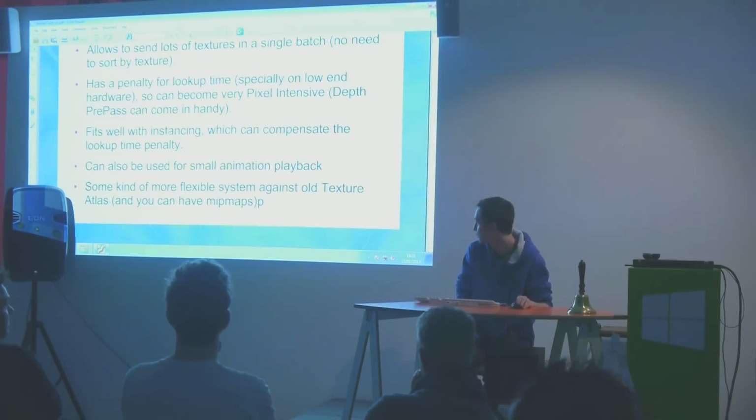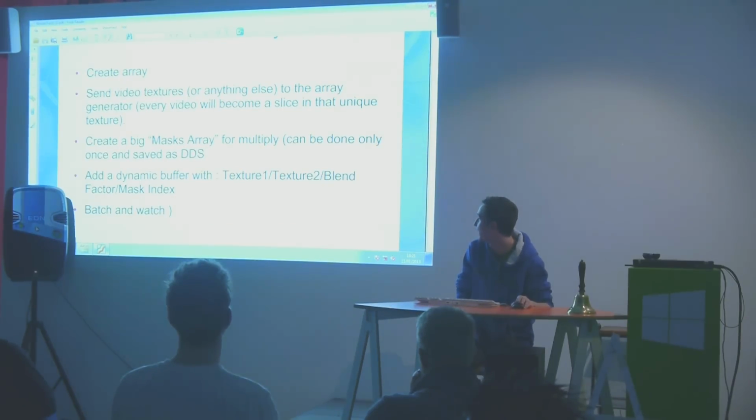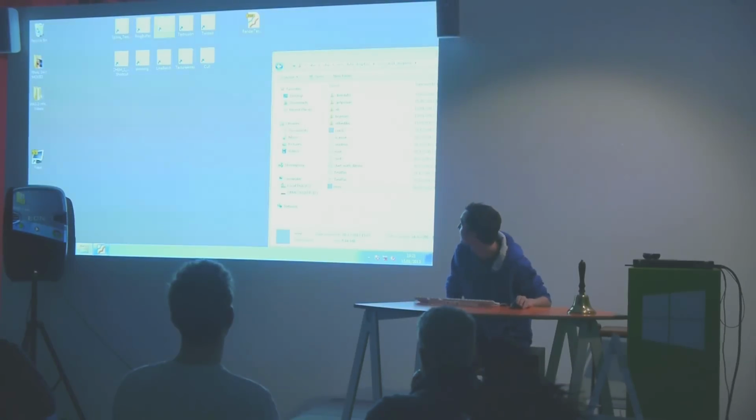So it works really well with instancing because you can, for example, send 1000 objects, and if you have 4 textures, you can say this object is number 1, this one is 2, this one is 3. That's the example I'll show. I create an array, so I send video texture, in that case it's 6 layers. And I have a big array of masks which are multiplied. And then I get a dynamic buffer which says texture 1, texture 2, how much I want to blend each, and the mask index. And it gives something like this.